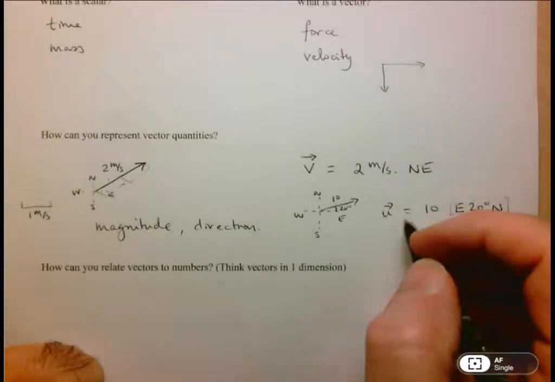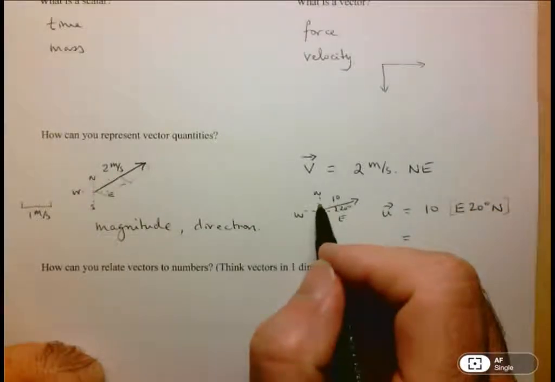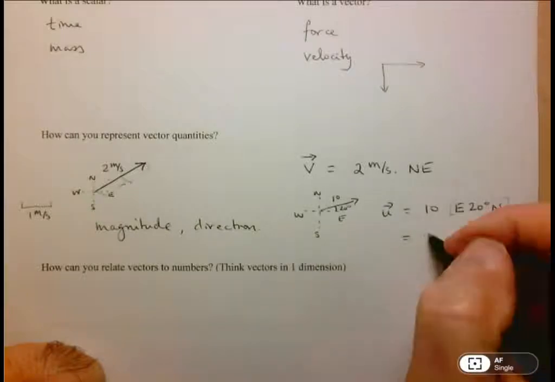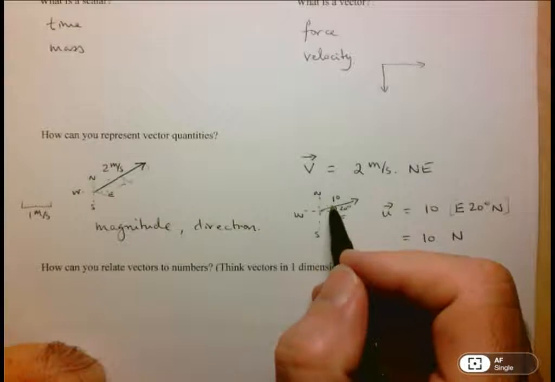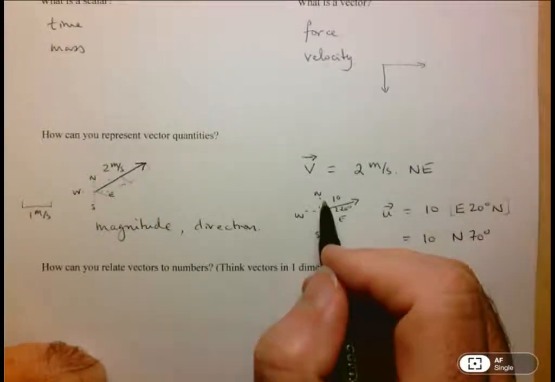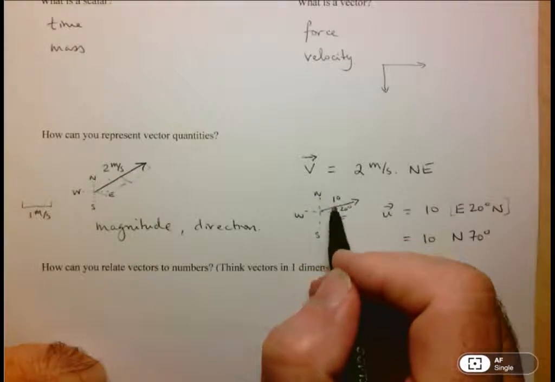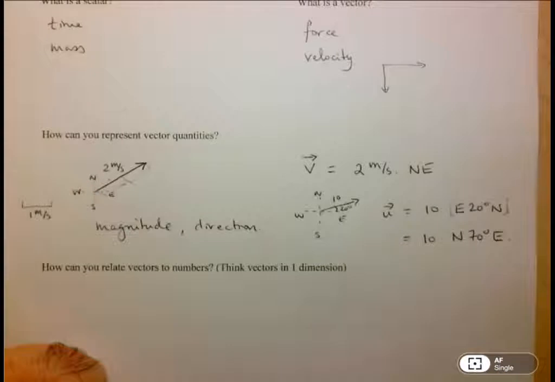Of course, there's another way that I can represent these vectors. Instead of measuring the angle from the east direction, I can measure the angle from the north direction. So this would be 10 north, and if this is 20, this must be 70 degrees. The second one tells you in what direction you're turning. So north toward the east, so north 70 degrees east.